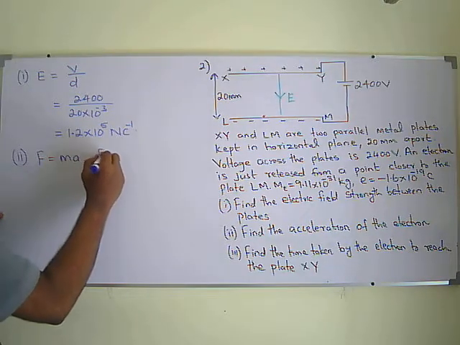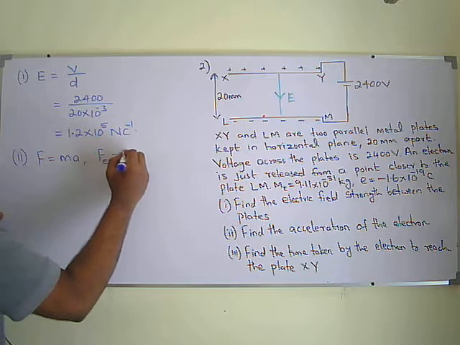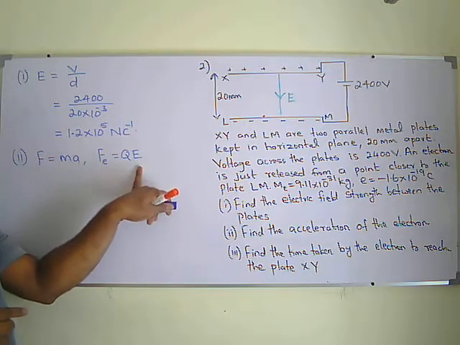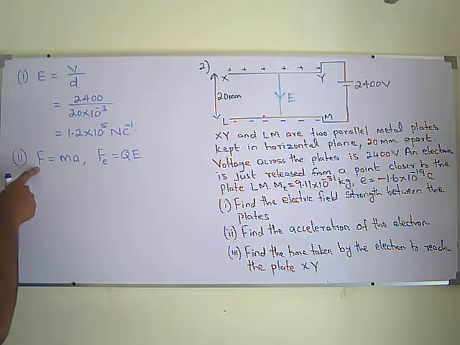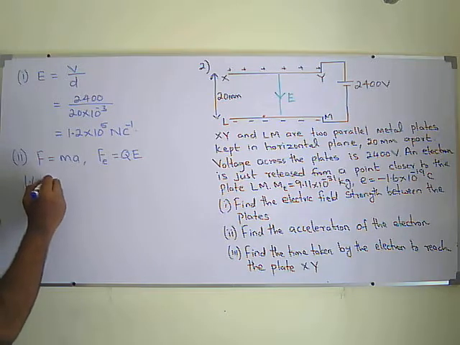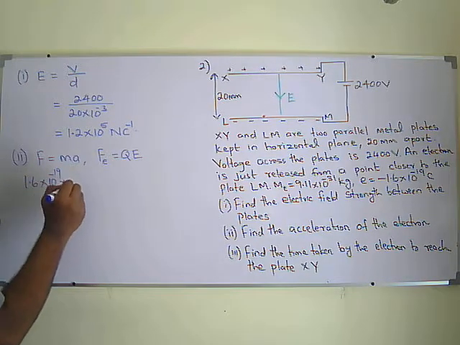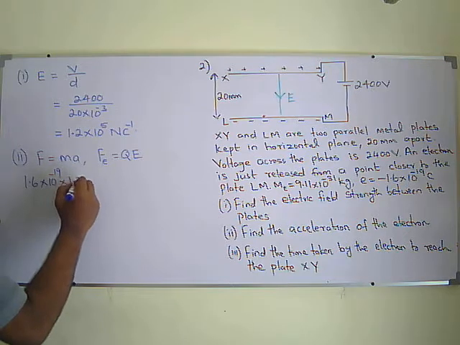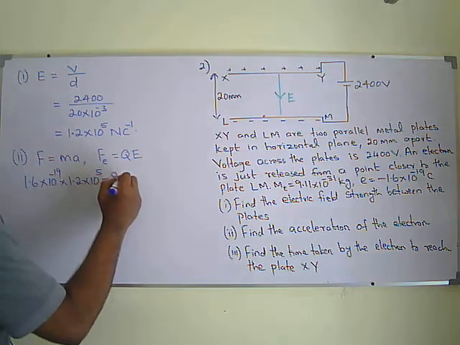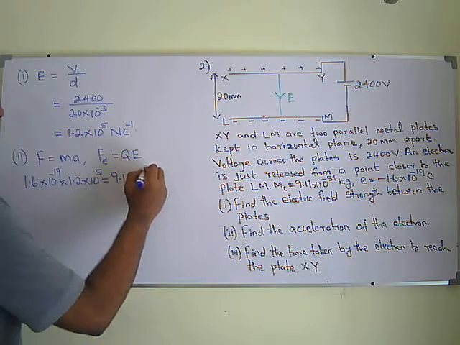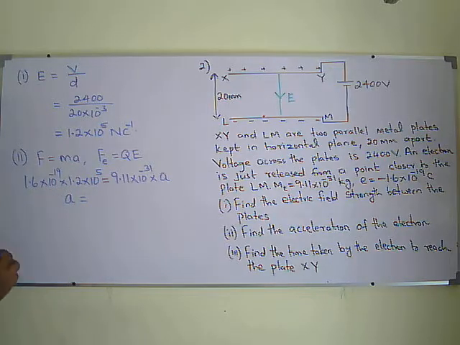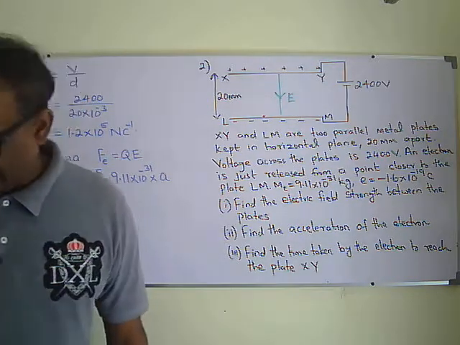We know that electrostatic force is given by F equal QE. Q is the charge of the electron, E is the electric field strength, which we already found. So I can substitute QE for F: Q is 1.6 × 10^-19 times the electric field strength 1.2 × 10^5, equal to the mass 9.11 × 10^-31 times a. So you can find the acceleration.